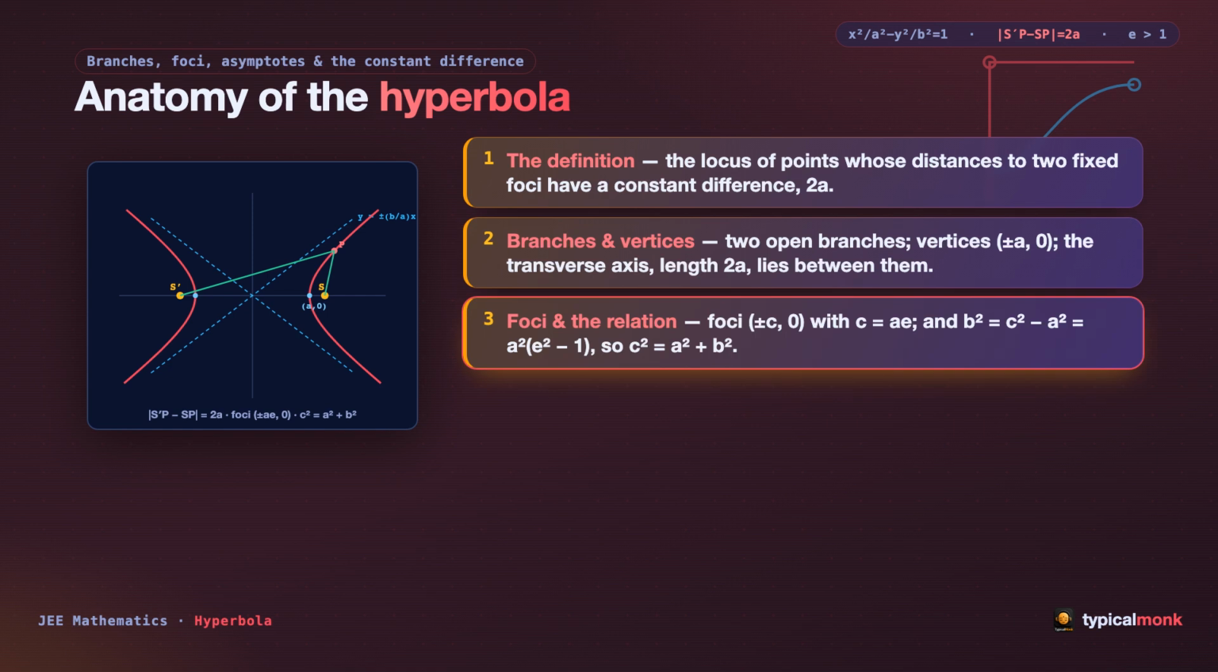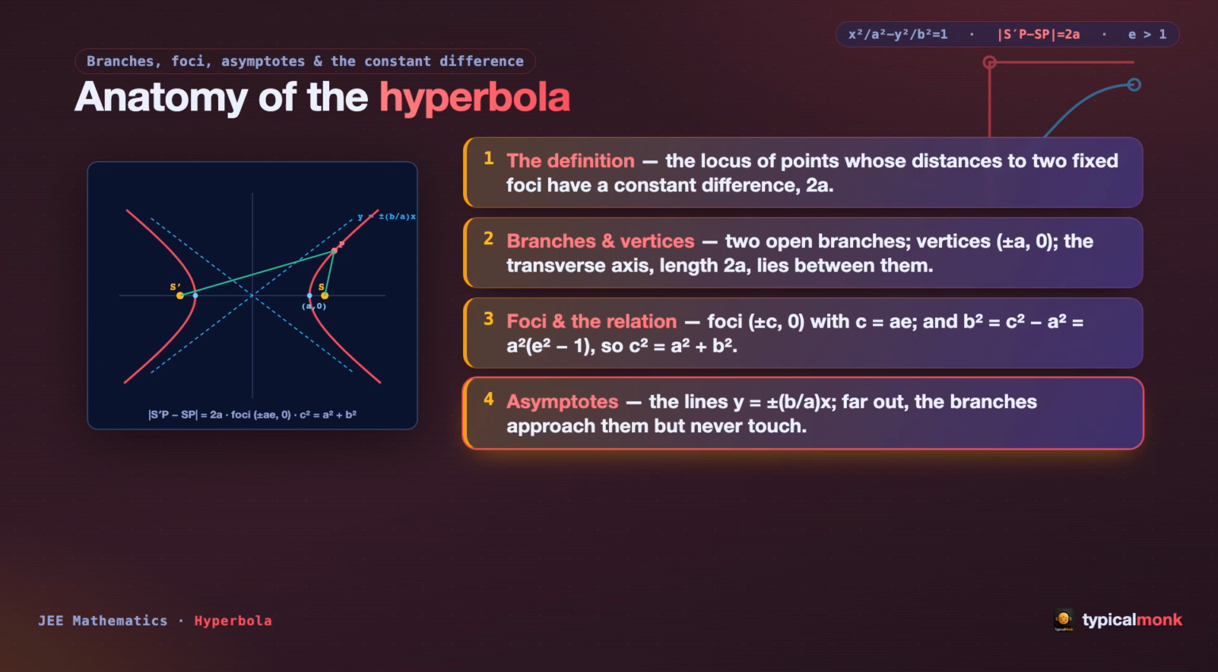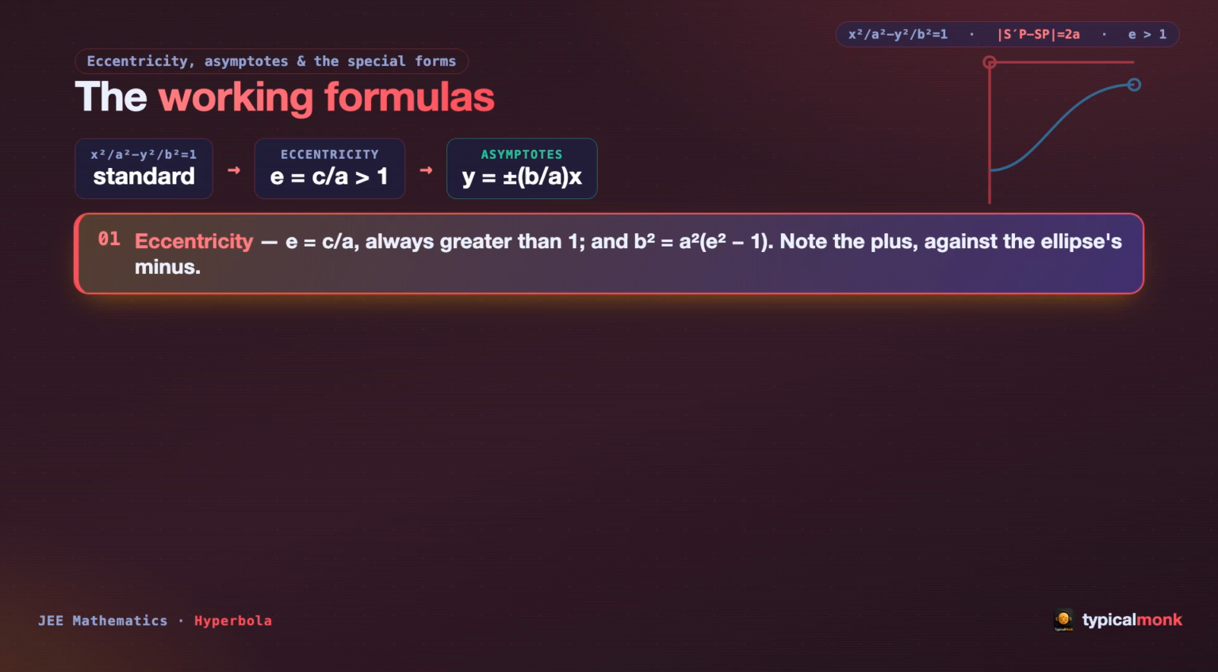The foci and the relation. They sit at plus or minus c, 0, where c equals ae and b squared equals c squared minus a squared, which is a squared times, bracket, e squared minus 1, so c squared equals a squared plus b squared. The asymptotes. The lines y equals plus or minus b over a times x far out, the branches approach them, but never touch. Now, the working formulas, the ones the exam turns into marks.